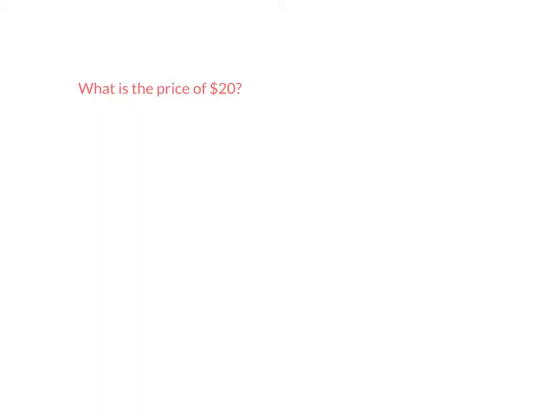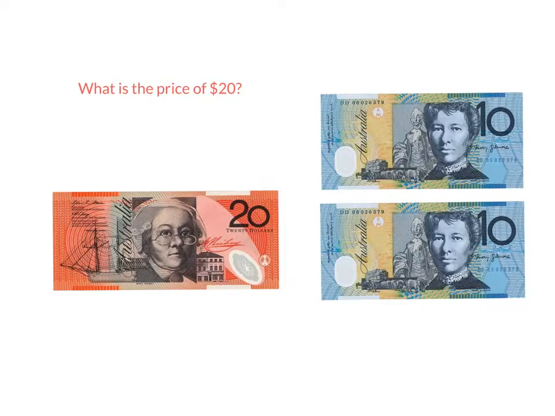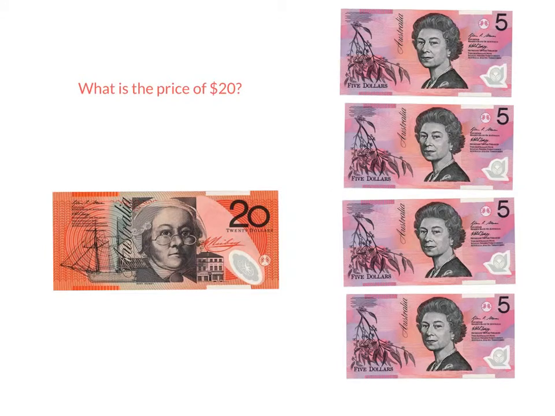So let's start with a really simple question first. What is the price of $20? So here is 20 Australian dollars. What would you be willing to pay for that? Well, I'd be happy to give you two $10 notes for the $20 note. Or I'd be happy to give you four $5 notes for a $20 note. But this is all just really saying something pretty trivial. The price of a $20 Australian note is 20 Australian dollars.